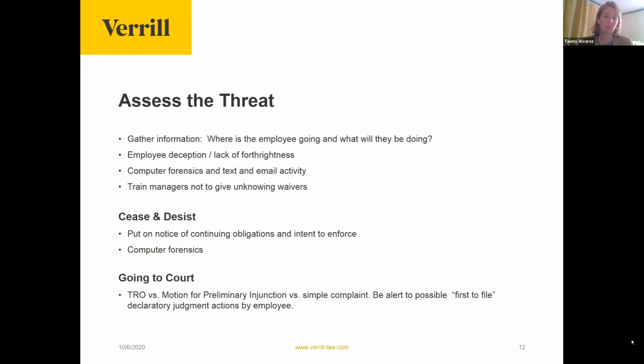Computer forensics: as soon as you get information that the person's leaving, if you know they have confidential information, track what they're sending themselves, track what they're sending other people, track what they're downloading off the system. Are they accessing files that they don't have the right to be accessing? Those things are really important. And either have someone in your IT department who can do that, or have a third-party contractual relationship that's going to be of assistance.